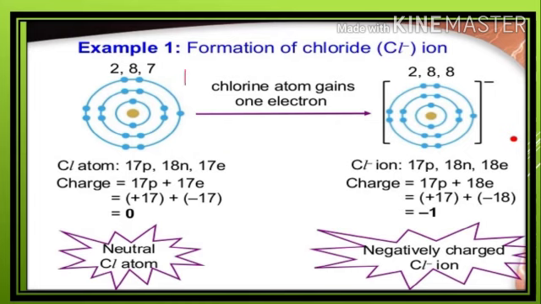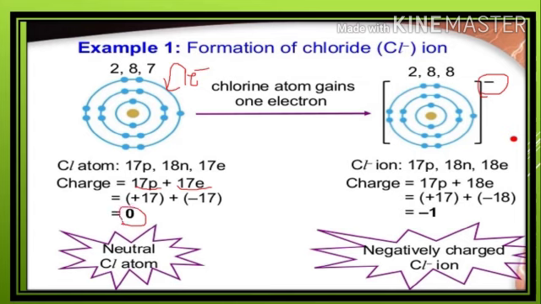By gaining one electron in its outermost shell, the chlorine atom achieves noble gas electronic configuration and forms chloride ions having one unit negative charge. In case of a chlorine atom, an equal number of protons and electrons are present. So, it is electrically neutral, having no charge.